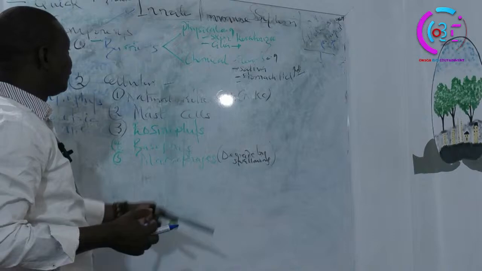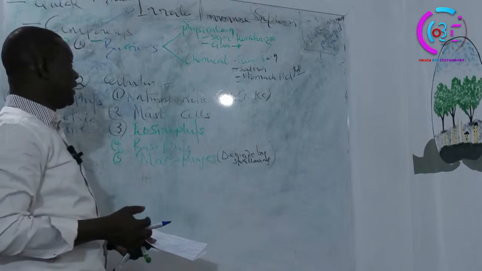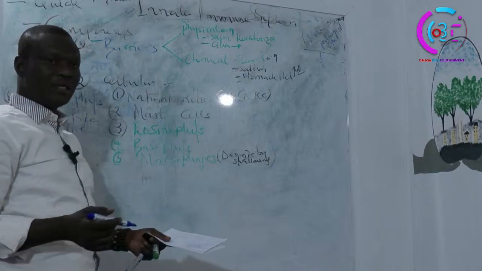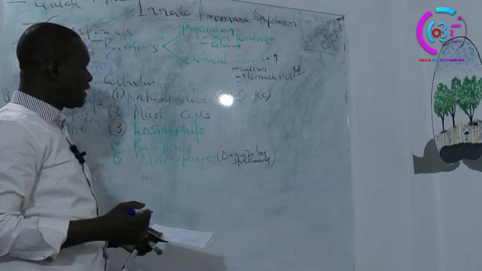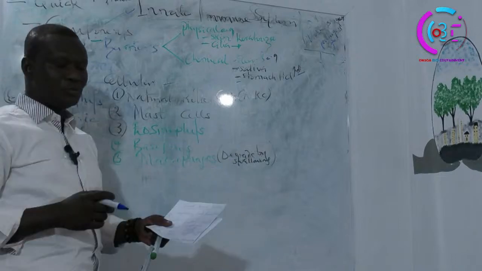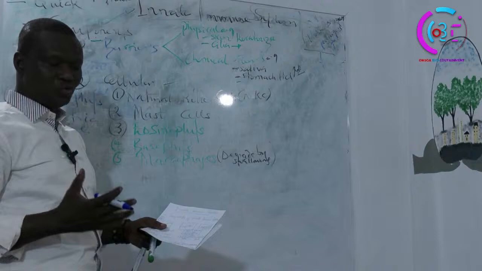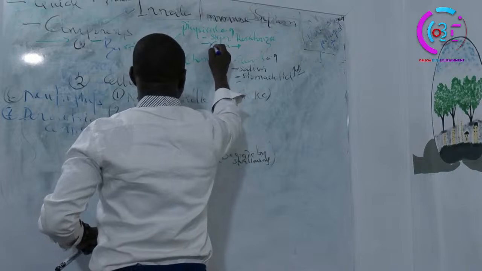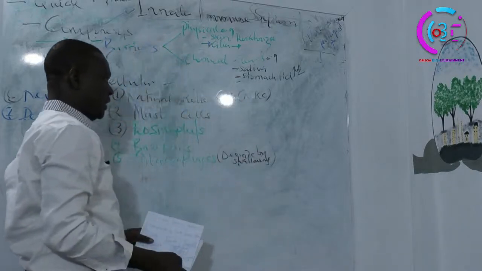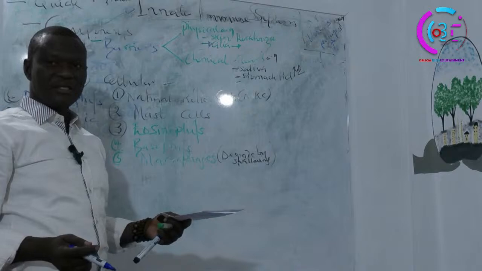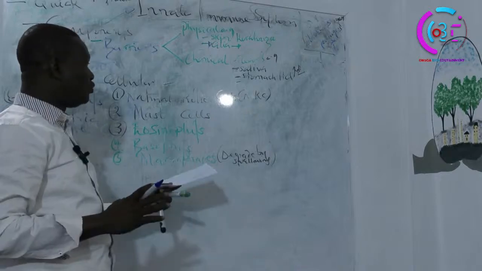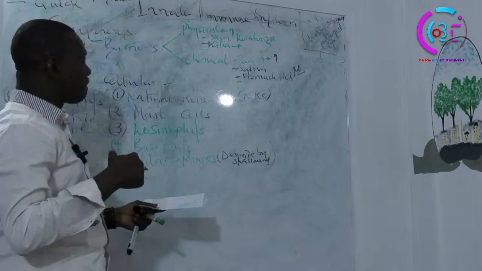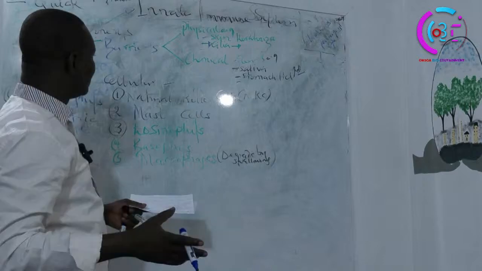Under physical barrier, we look at skin. I told you that skin is highly keratinized, and it is made up of certain epithelial cells that make it too inhabitable for certain microorganisms to be able to establish themselves. Also, we look at cilia. I told you that there are certain cells that are ciliated. They contain cilia, numerous hair-like structures that will prevent the establishment of microorganisms in them.